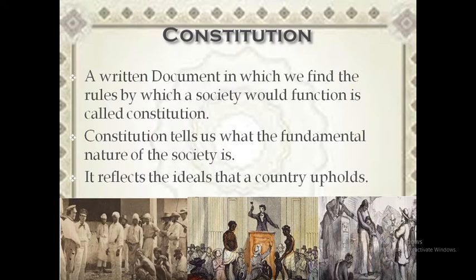What else does Constitution tell us? Constitution tells us the fundamental nature of the society or the country. How do people in the country think? How do they work? Apart from this, Constitution reflects the ideals that the country upholds.